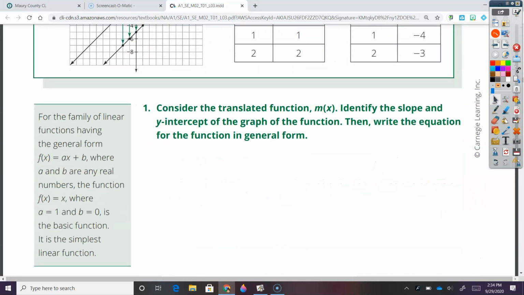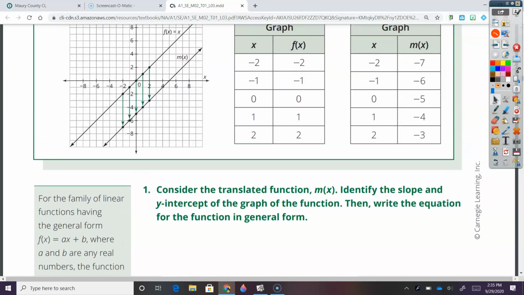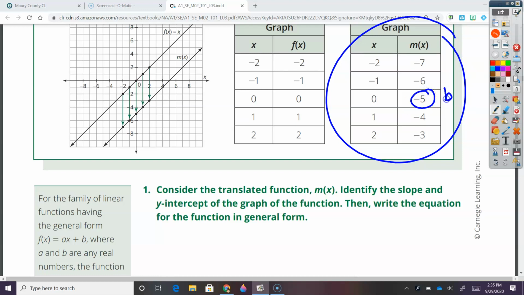Number 1, consider translated graph m(x). Identify the slope and the y-intercept of the graph of the function, then write the equation for the function in general form. All right, so we're going to look at this graph right here. I can see that this right here is my y-intercept. Whenever x is 0, that's my y-intercept. You can also see on your graph for m(x) that the point crosses at -5. And that's your y-intercept.